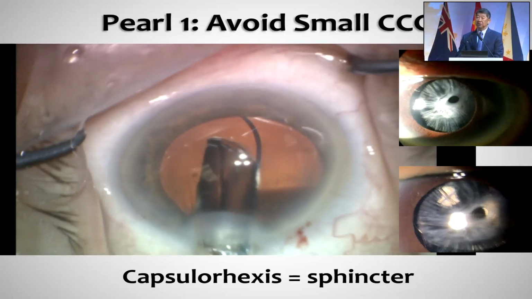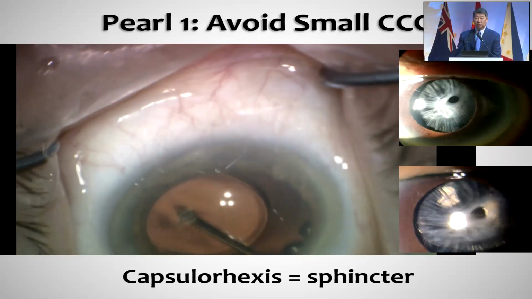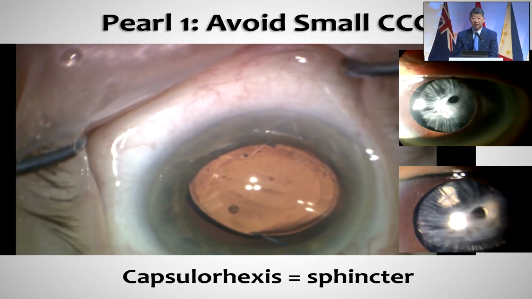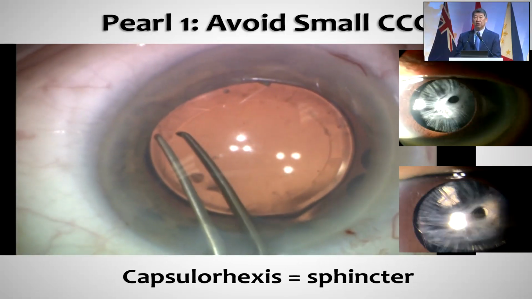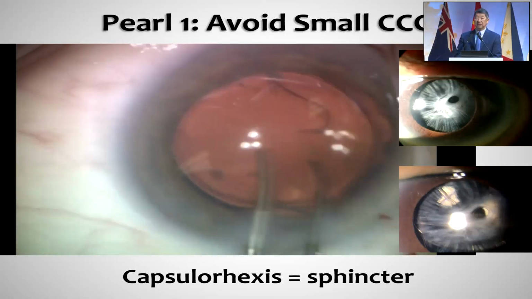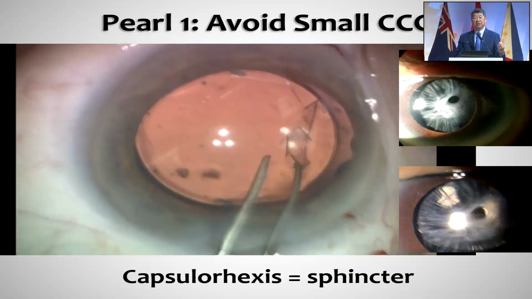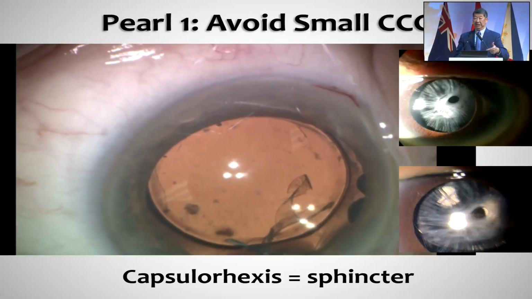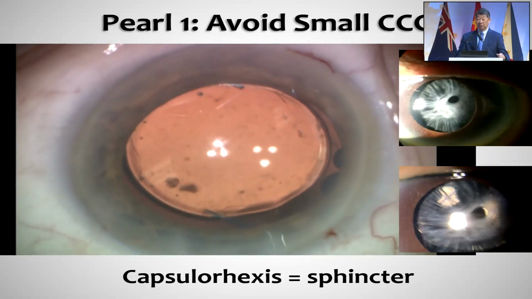Zonulopathy often forces us to make a smaller rhexis just to complete it, but the key is don't leave it there. You can make an oblique cut and then re-tear it, to secondarily enlarge it. When you see capsulophimosis, it's always when there's diffuse zonulopathy. And what that tells you is that that rhexis acts like a sphincter. It wants to constrict, and what stops it from constricting is the centrifugal tension of the zonules that are resisting that.